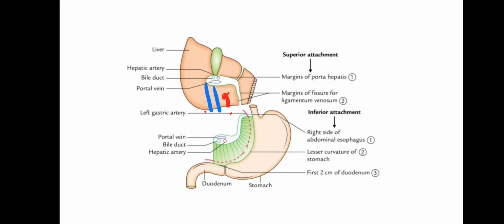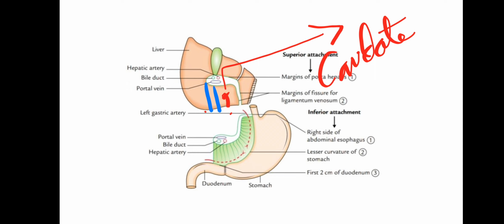Tell me, what is the lobe? It is a caudate lobe of the liver. So the caudate lobe of the liver forms a superior boundary and the first part of the duodenum forms an inferior boundary. Anterior boundary is formed by the porta hepatis, which is present within the free border of the lesser omentum, and posteriorly we have the inferior vena cava.